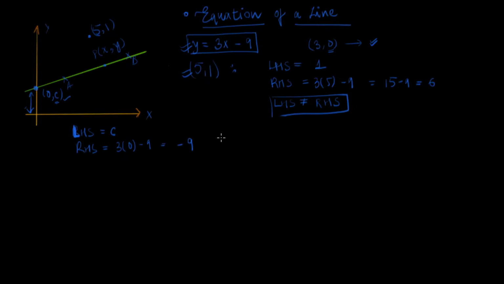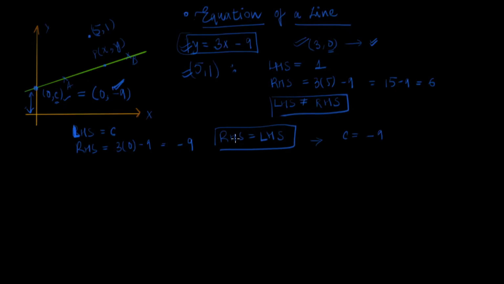So, since RHS equals LHS, why? Because the point lies on the line, we must have c equal to negative 9. This point, in fact, should be equal to 0, negative 9. So we have shown that 0, negative 9 lies on the line because it satisfies this relation, or the equation of the line. 3, 0 satisfies this equation, hence lies on the line, whereas 5, 1 does not satisfy this relation, and hence we can say that it does not lie on the line.